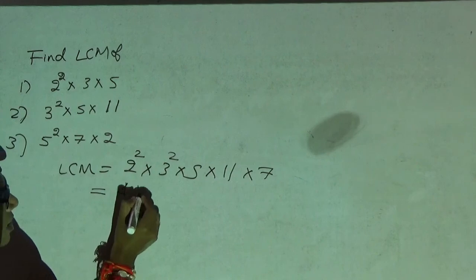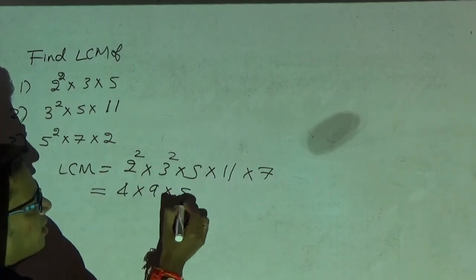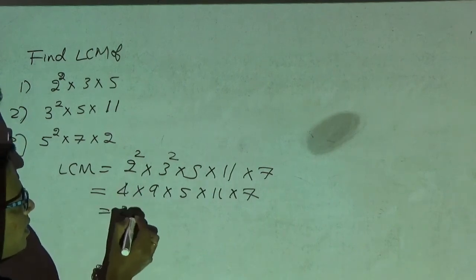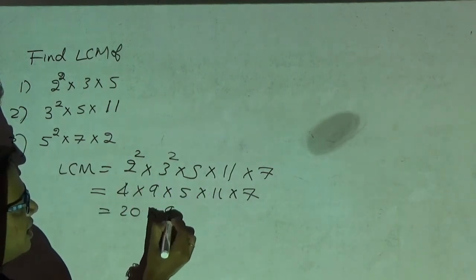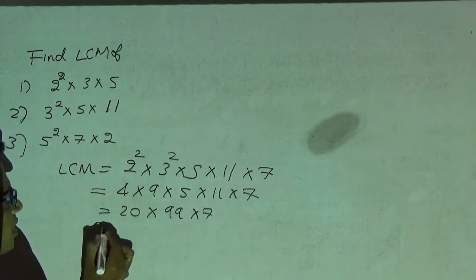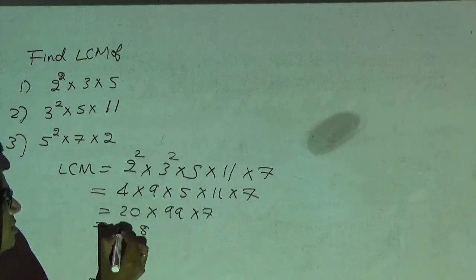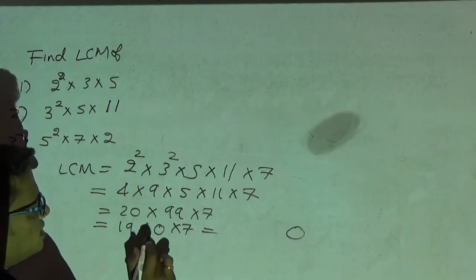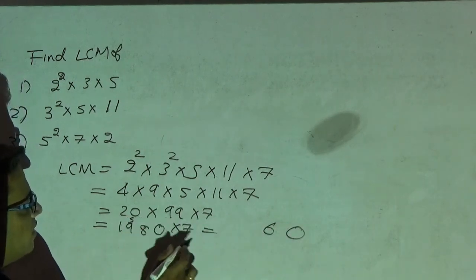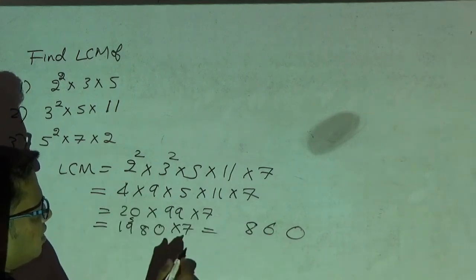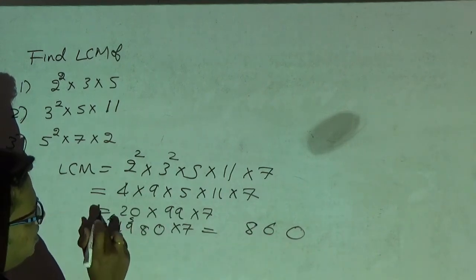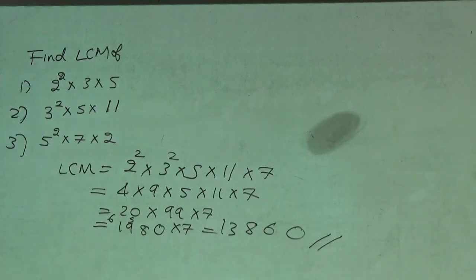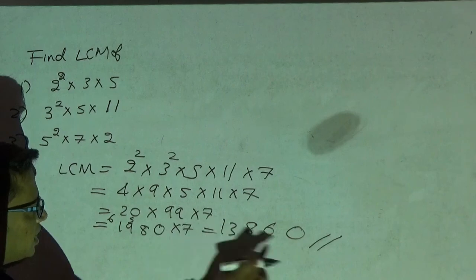2 square is 4. 3 square is 9. 5 into 11 into 7. 5 4s are 20. 20 into 11, 9s is 99, into 7. Okay. 99 2 times is 198, into 0. This is into 7. This is 0. 7 8s are 56, 5 carry. 7 9s are 63 plus 5, 68. 6 carry. 7 plus 6 is 13. Answer is 13860.